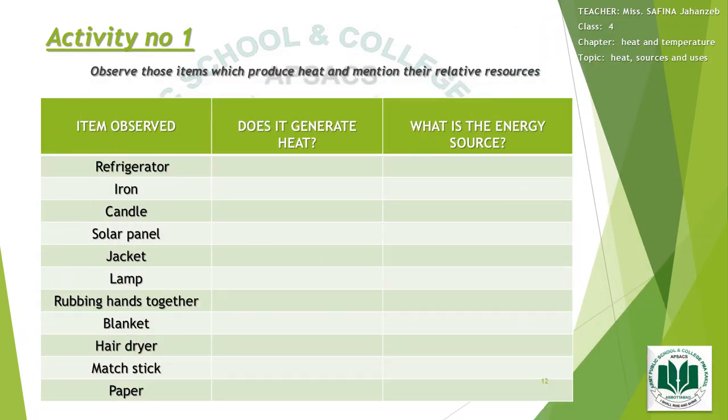Students, now I'm going to conclude today's lecture with some productive activities. Through these activities, we will be able to know how much we have gained from today's lecture. Students, in activity number 1, we have some items about which we have to decide whether these items are heat generators or not. For those items which are heat generators, we have to put a tick mark in front of the item. And in the third column, we have to decide about the energy source of that item. So students, attempt this activity at home.